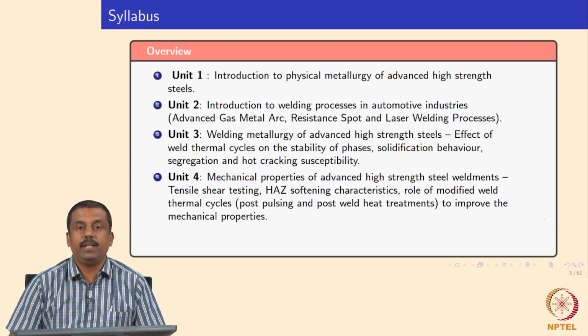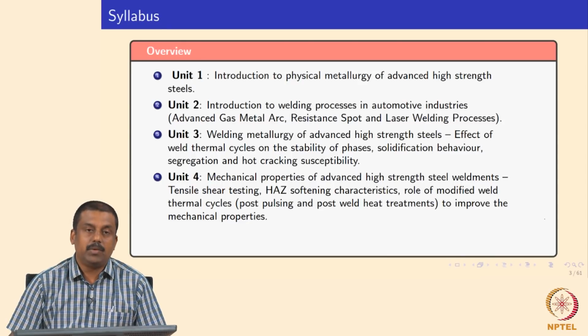Okay. Then I will move on to the introduction to various welding processes that are commonly used in automotive industries to weld steels and other alloys. I will concentrate on three interesting and important welding processes: the advanced gas metal arc welding process, the resistance spot welding process, and finally the laser welding process.